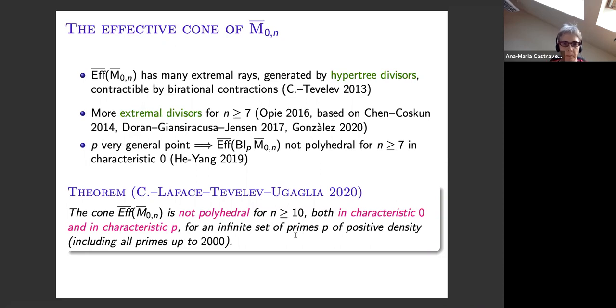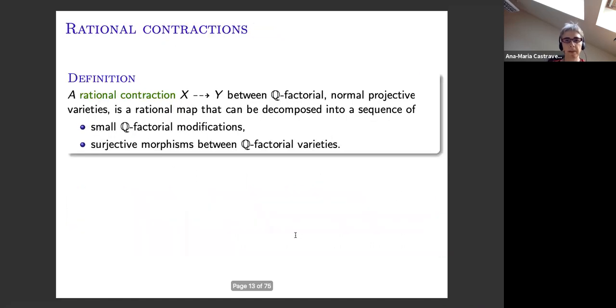Okay, so to explain how this is related to our topic, we want to reduce to the case of surfaces. And so I'll make a definition: we'll call a rational contraction a rational map between Q-factorial normal projective varieties that is a sequence of either small modifications, always assuming Q-factorial, or a surjective morphism. Yeah, so a composition of any of these.